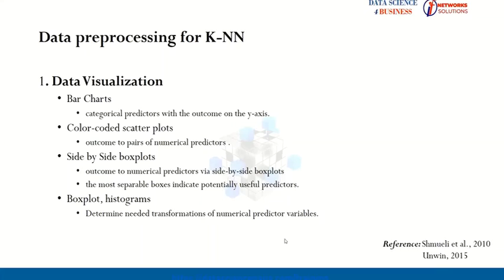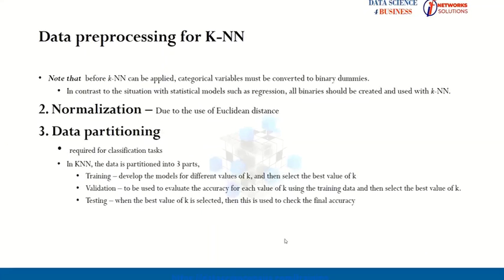The next thing after data visualization in data preprocessing is normalization. For KNN algorithms, it's very important to normalize. We are going to normalize today, and then we'll be able to understand it better. Then for KNN, another important thing is that categorical variables must be converted to binary variables, that's dummy variables.